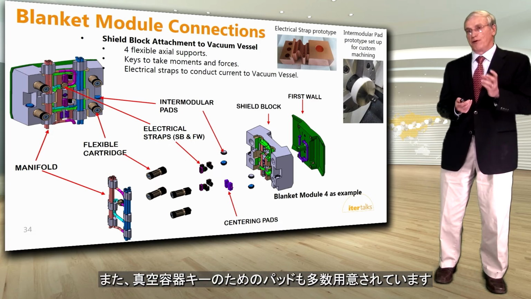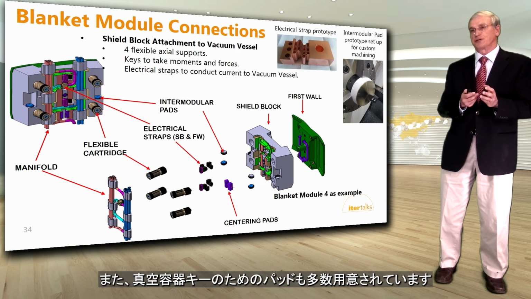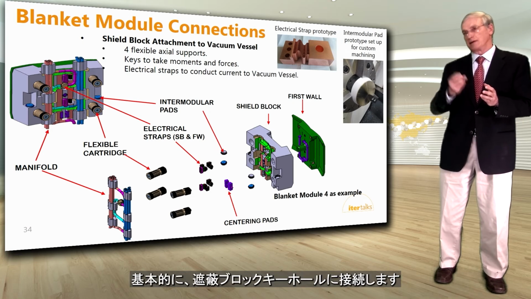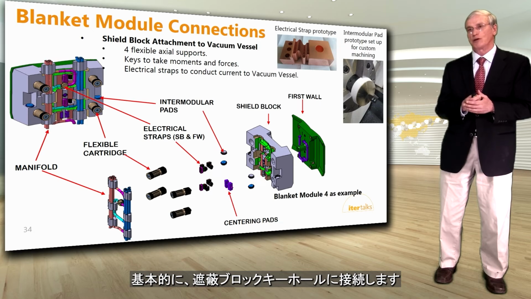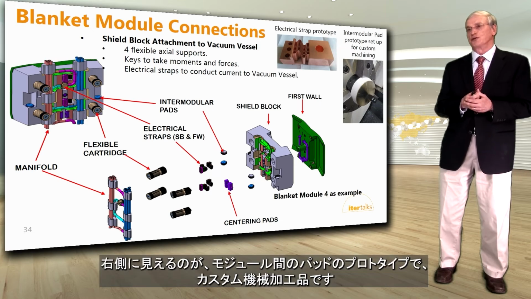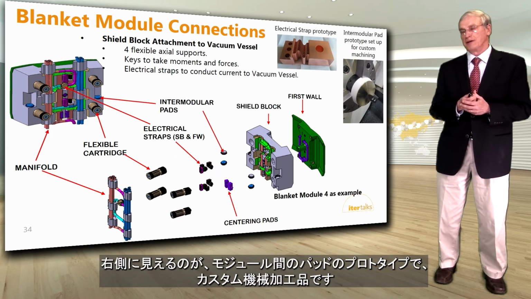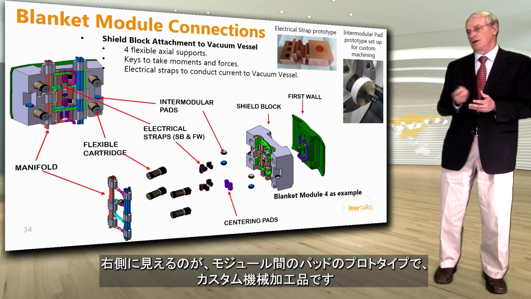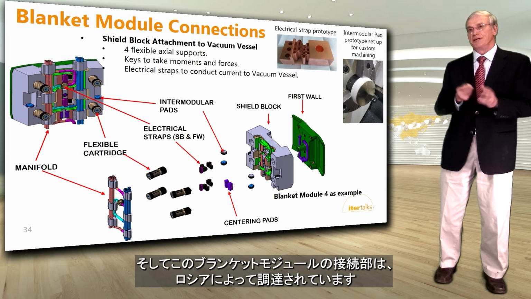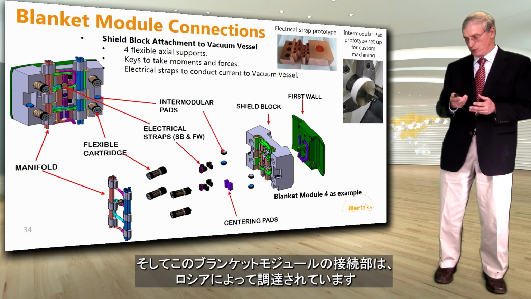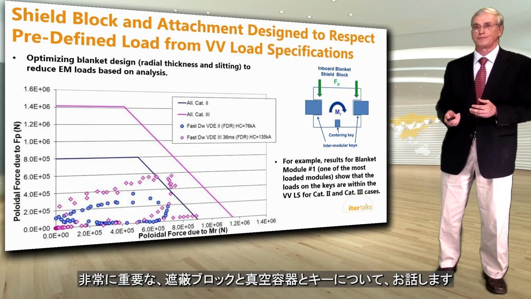You also have a number of pads which are used where the keys from the vacuum vessel basically interface with the keyholes of the shield block. And you can see on the right also an intermodular pad prototype. Here it has been set up for custom machining. So these different blanket module connections are being procured by Russia.